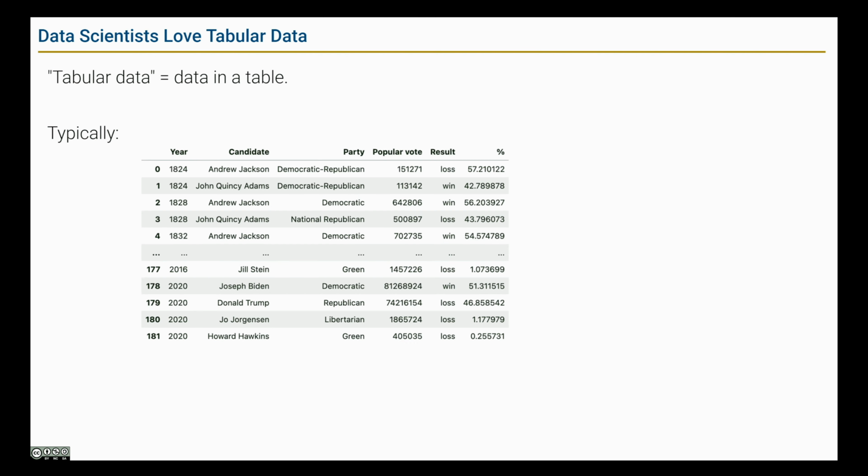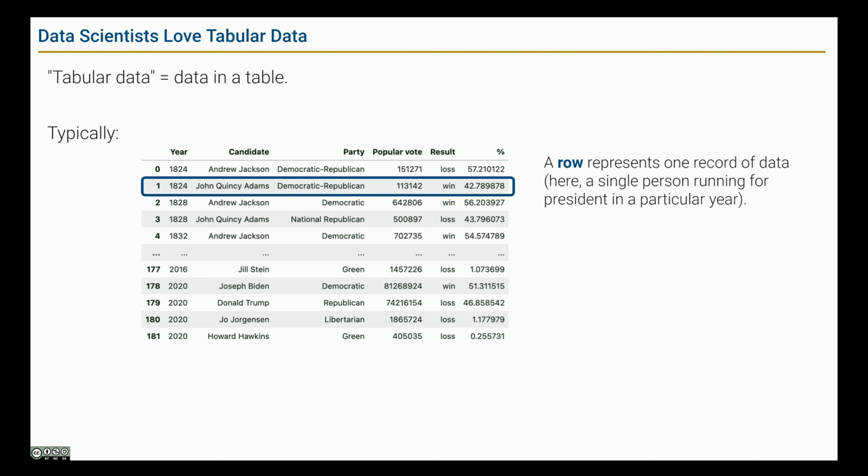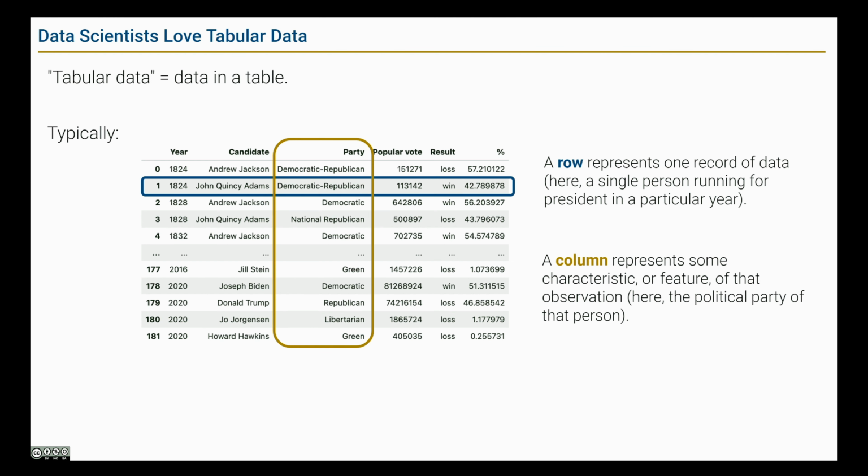A big piece of this course is going to be analyzing tabular data. And by that, I mean data in a table. Typically, it's going to have the following format where a row is representing one record of data. In this example, this is actually data from US elections, and here a single person running for president in a particular year is what's represented in a given row. Columns typically represent some characteristic or feature. In this example, the column I have highlighted is the political party.